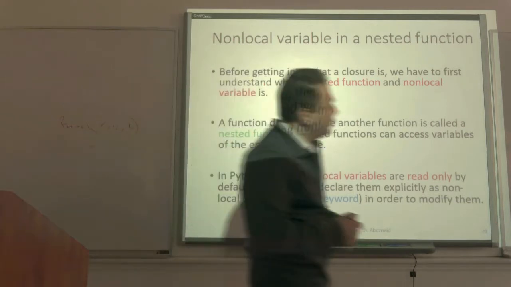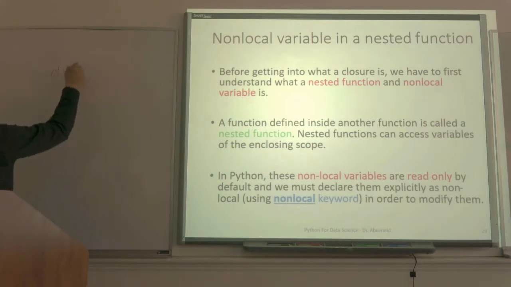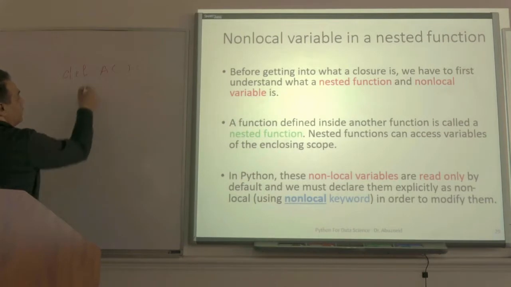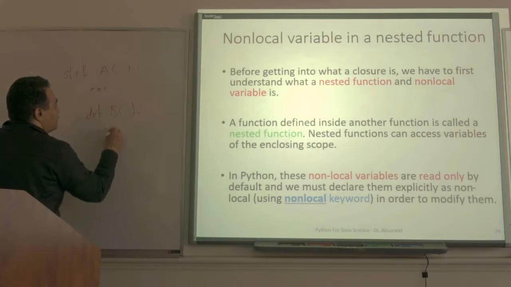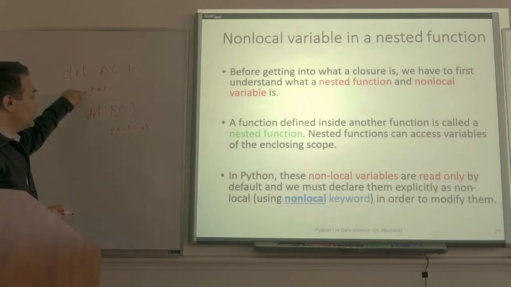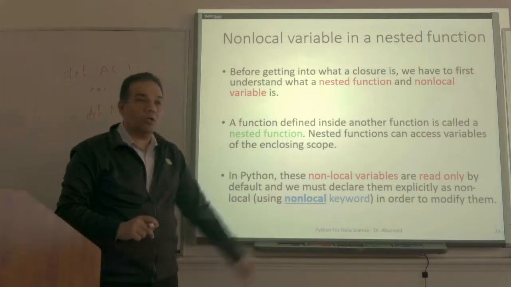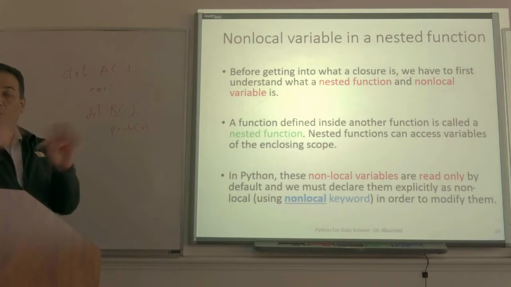So if I have a function, def function A, x equals 1. Then I'm defining another function inside, def B, print, for example, x. So the inner function will be able to see the variables in the enclosing function. But how does it see it? As read-only. It can read it, but it can't modify it. If I need to modify it, I have to declare it as nonlocal. So I have to say nonlocal x. Clear? That's what a nested function is.